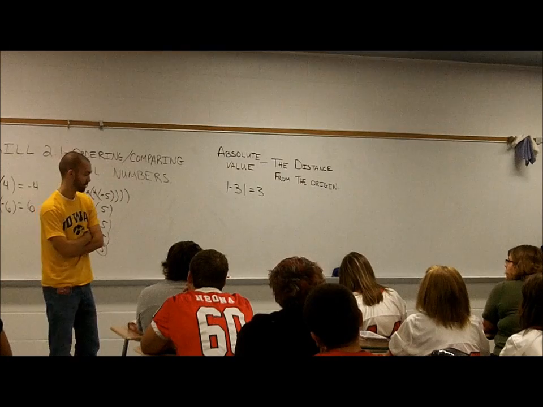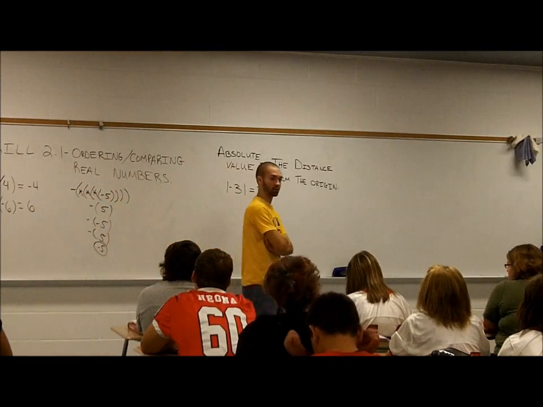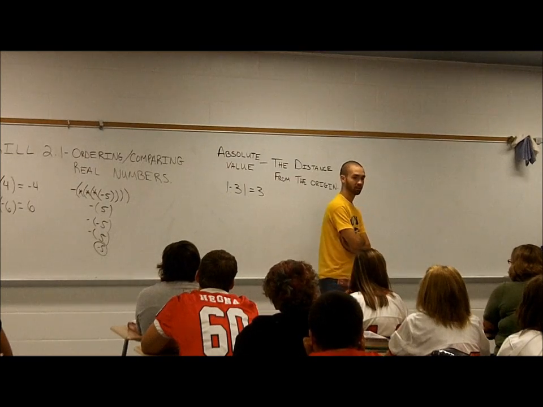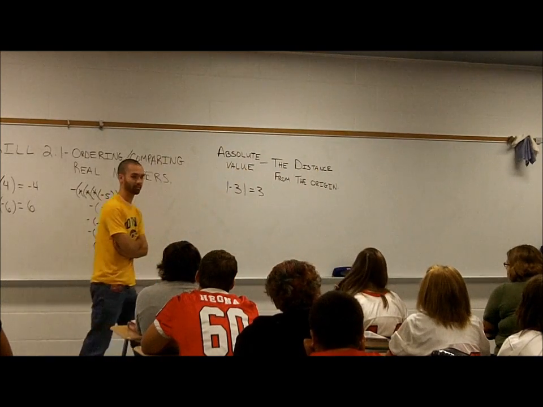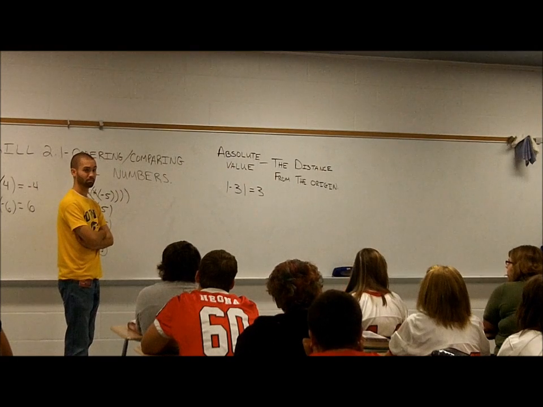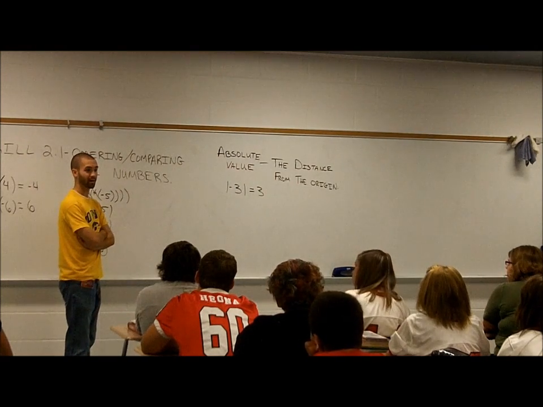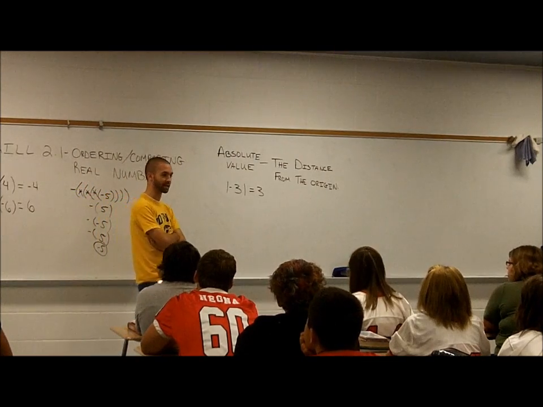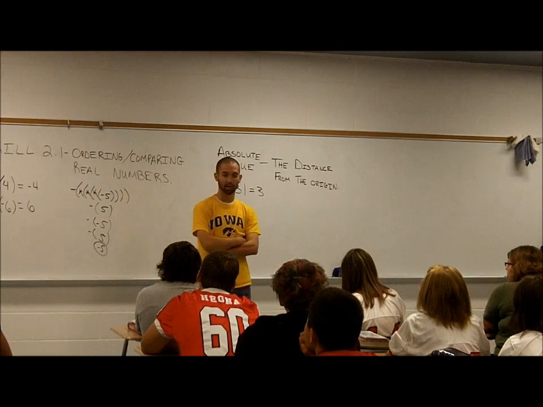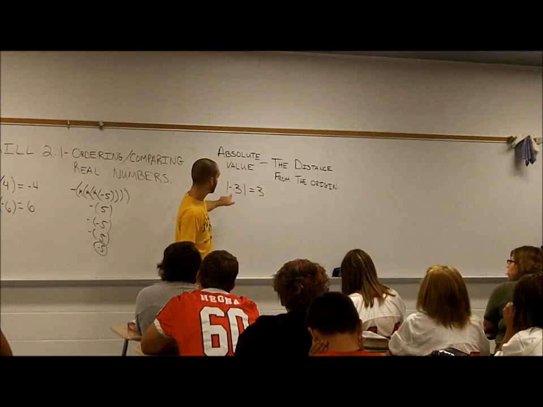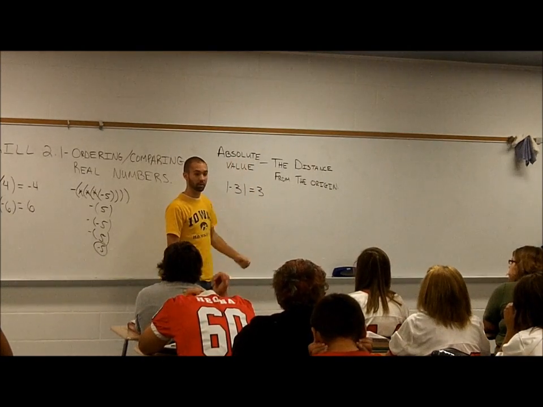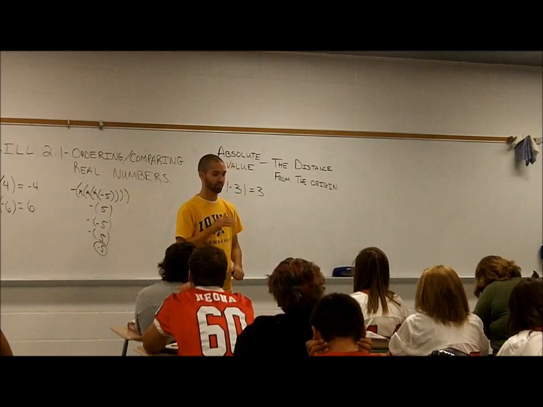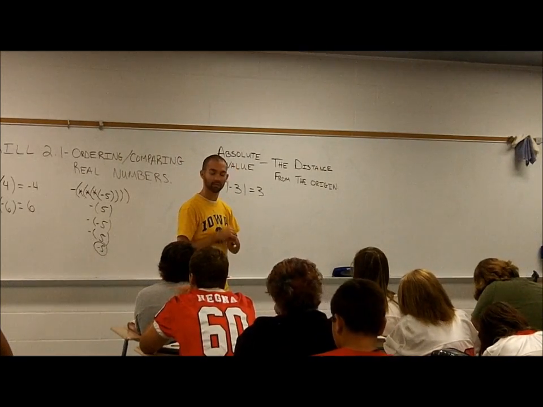Distance, right? I traveled this far. I went 3 feet. My distance was 3 feet. Wasn't my distance now -3 feet? Yeah, it's 3 feet. Can you ever have a negative distance? No, it's not possible. So that's why with absolute value, every value you get should be positive. Does that make sense?